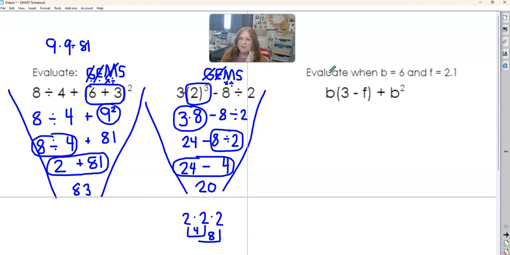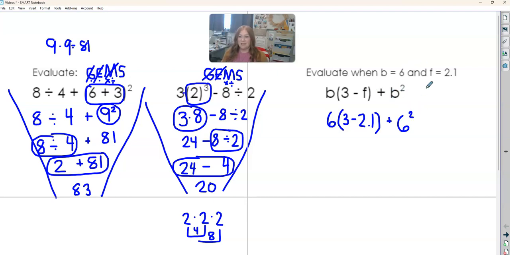Okay, so this one tells us to evaluate or solve when B is 6 and F is 2.1. So all we're going to do is when we see a B, we're going to put a 6 there. When I see an F, I'm going to put a 2.1. So we're going to start and replace the B with a 6. Don't write on top of it. Write the new problem. So here's 6 groups of 3 minus F was 2.1. Close parentheses. Plus B was 6 squared.